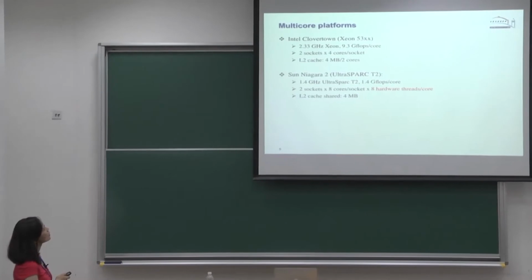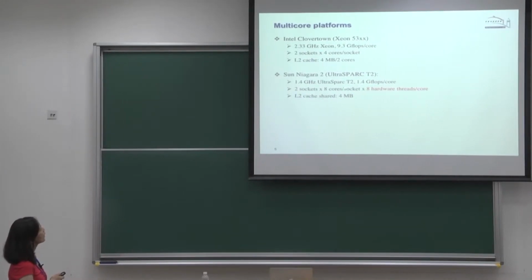So each core's performance is only 1.4 gigaflops. But then it has a large amount of parallelism. If you cannot exploit it, you really don't get good performance. So here you have 2 sockets, 8 cores per socket. And then there's something called hardware threads per core. So this thread is hardware.